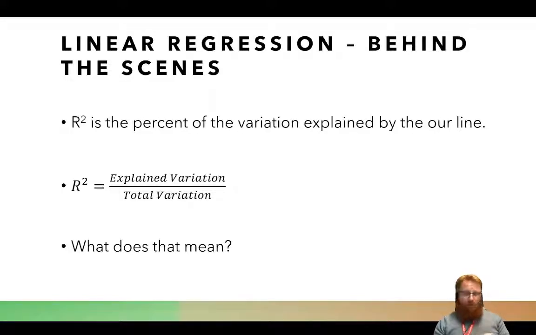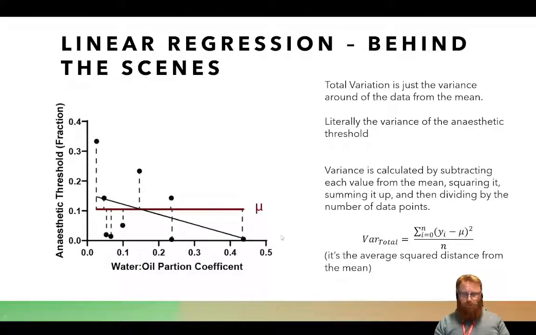What does that mean? All right, it's not super scary. Here's this original data again. This maroon line is the mean of all of the data on the y-axis, so it's the mean of their anesthetic threshold. And the total variance is just how much this data varies from this line. How variable is this data?